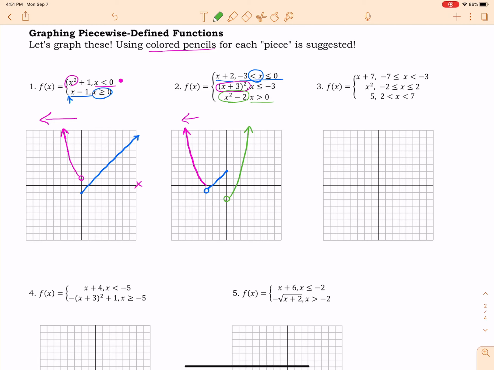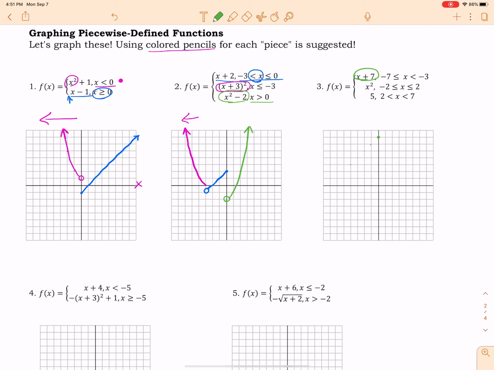Excellent. That is what your graph looks like. Okay, moving on to the next one. All right, on number 3, we've got x plus 7. So 1, 2, 3, 4, 5, 6, 7. All right, so my line is way up there.